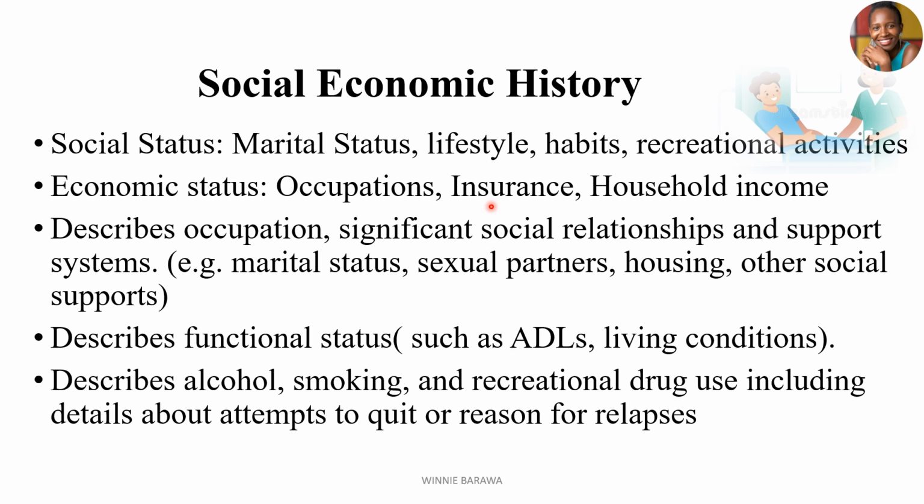Then the significant social relationship and their support system. So we are bringing in issues around marital status, sexual partners, housing, and any related social support. And we want to now discuss also functional status, activities of daily living, the living conditions. Talk about where they live, how is their house organized? Is it a house that has proper ventilation? Is it a house that is single roomed? How is the sanitation of that particular house? So this social data has to come out clearly.